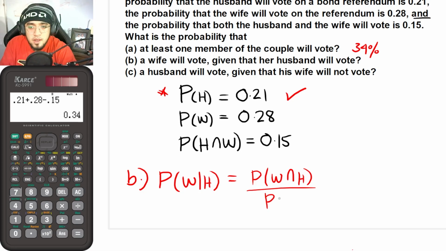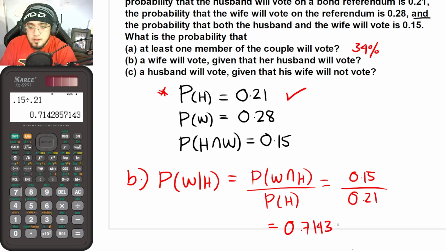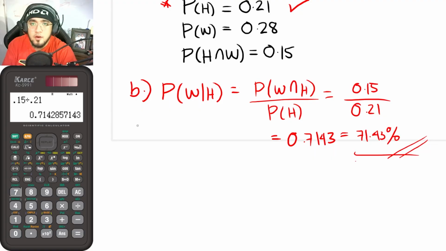PH. So substituting known values, this is now equal to 0.15 divided by the probability of the husband signing or voting, which is 0.21. So this is 0.15 divided by 0.21. This is now 5 over 7 or 0.7143 or 71.43%. Okay, so this is now for letter B. What about letter C?